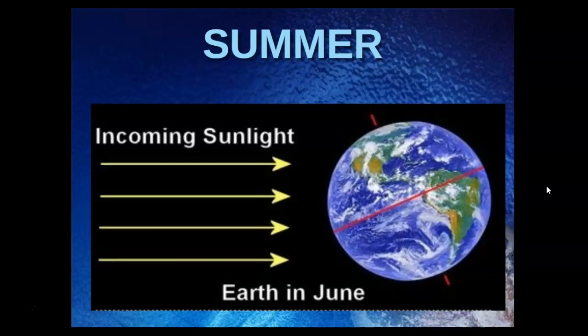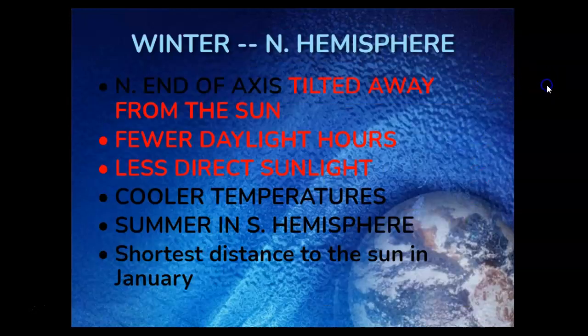So if we take a look at this diagram, you see the north end of the axis is tilted towards the sunlight. The south end of the axis is tilted away. So the north end, North America, where we live, is getting more direct radiation at this time. So we have higher temperatures and longer daylight hours.